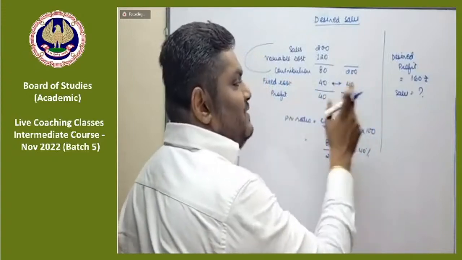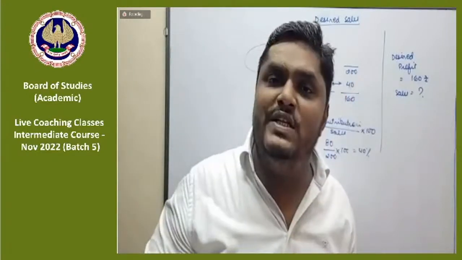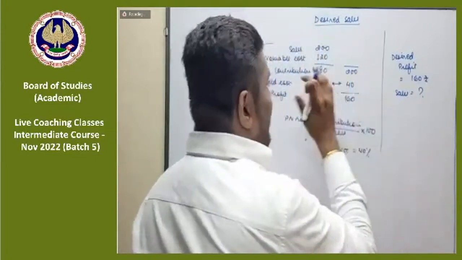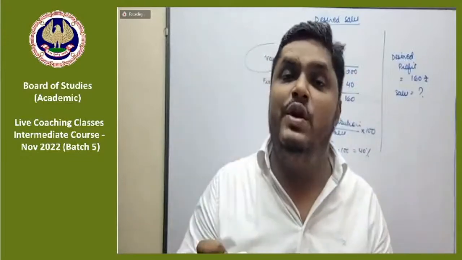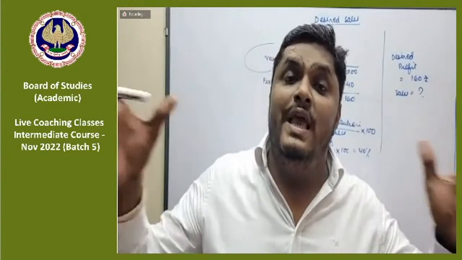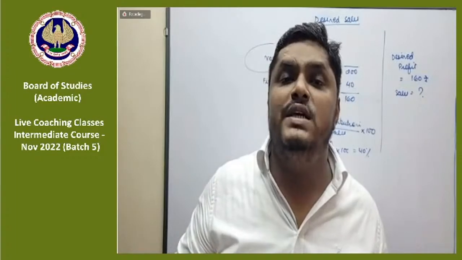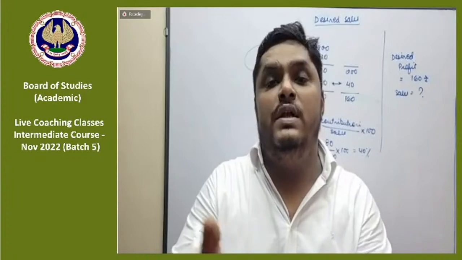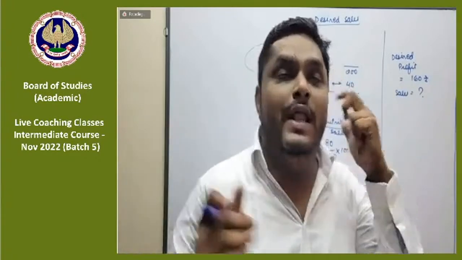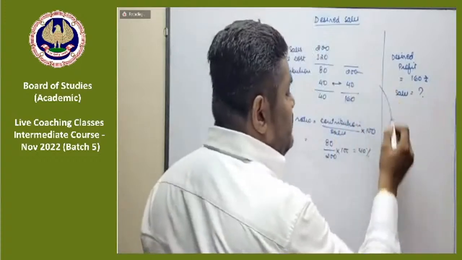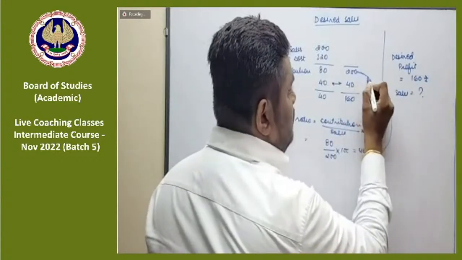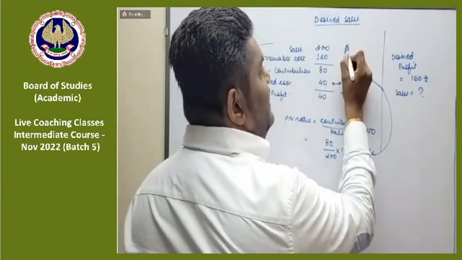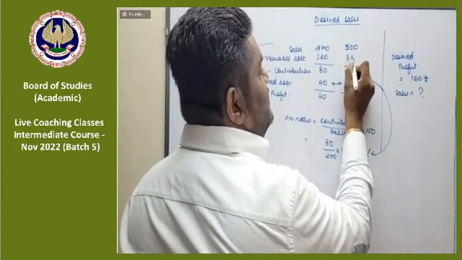So my fixed cost is 40, my desired profit is 160. So how much contribution is required? Very simple, 200. Now, as I told you, this PV ratio remains constant at all levels of sales, as the basic assumptions of marginal costing are that selling price per unit is constant and variable cost per unit is constant. So this 200 is equal to 40% of sales. So how much will my desired sales be? 500. So this will be the balance.